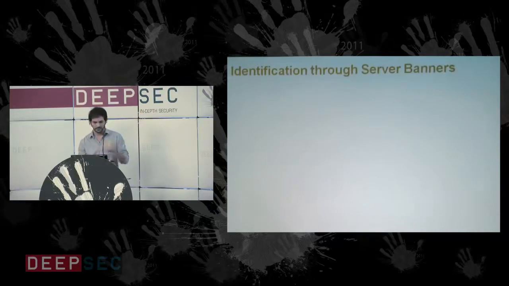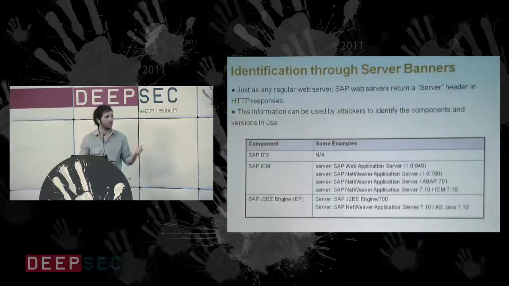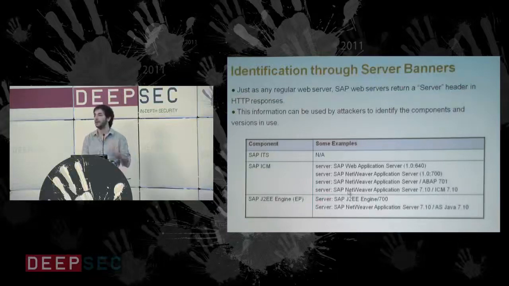So let's talk about the attacks. I divided this in a very progressive way, so we're going to first talk quickly about identification. This is very easy. Just like any web server, SAP also returns the server header in HTTP responses, so an attacker can use this information to identify which particular SAP web application is running on that IP address or port. In the ITS, it's not possible because, as I told you, it's like a filter, so you get the IIS or the Apache header. But for the ICM and the Java engine, which is the one running the Enterprise Portal, you get quite descriptive header messages, so you can really fingerprint which application is running in the background.